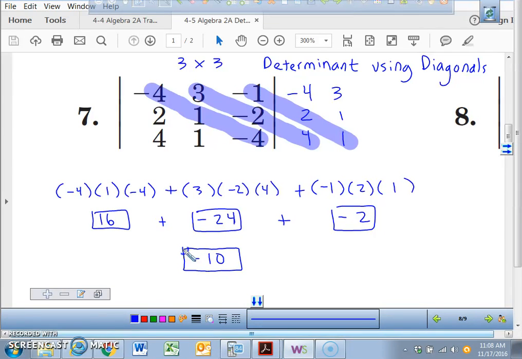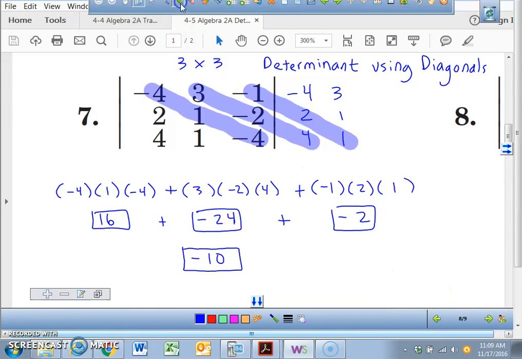All right? So right now, let's review what we just did. I highlighted three different what? Three different diagonals. Okay? I found the product of the first, I added it to the product of the second, and I added it to the product of the third, and I got negative 10. All right, we're halfway done.